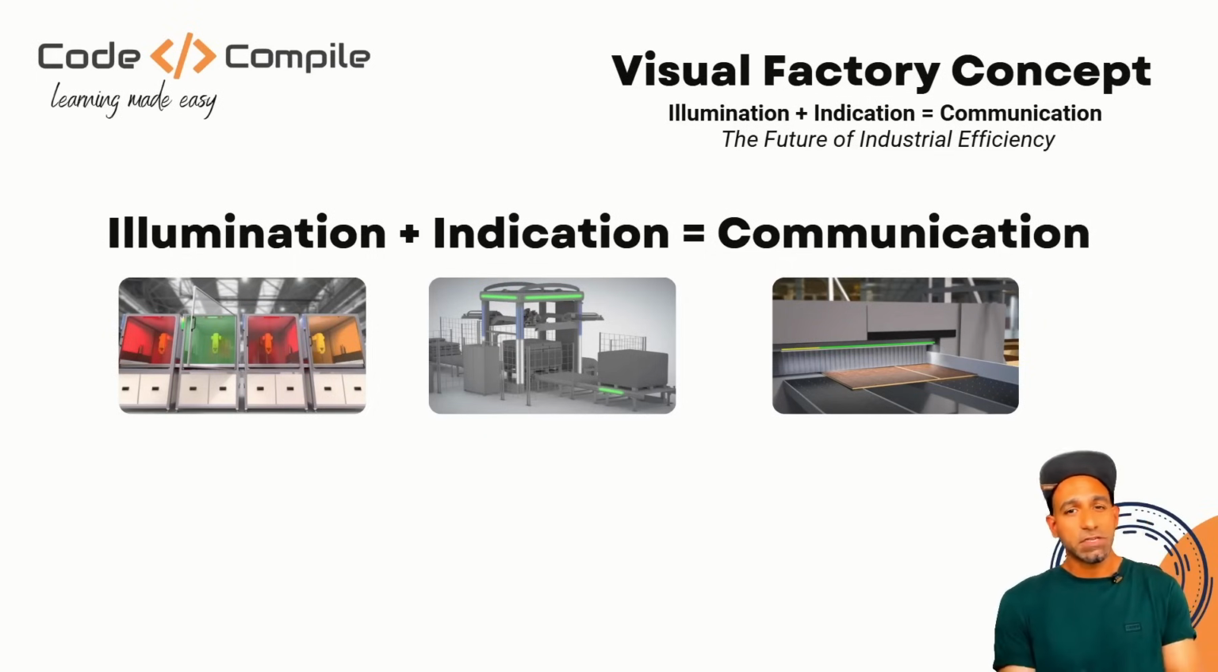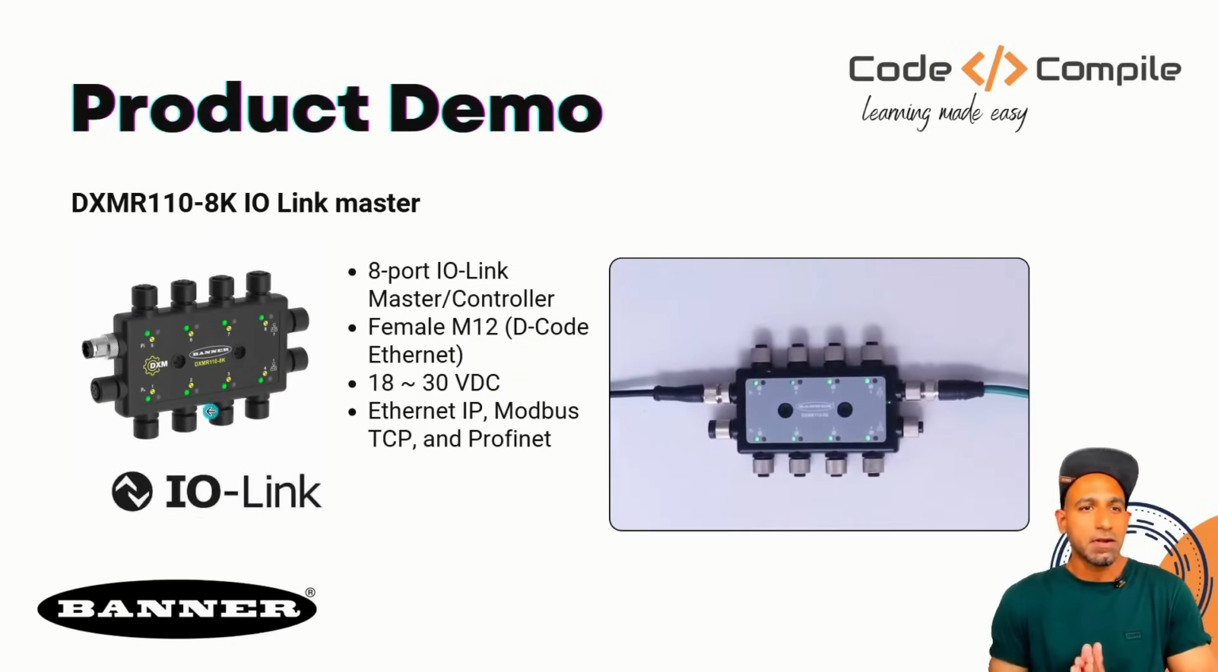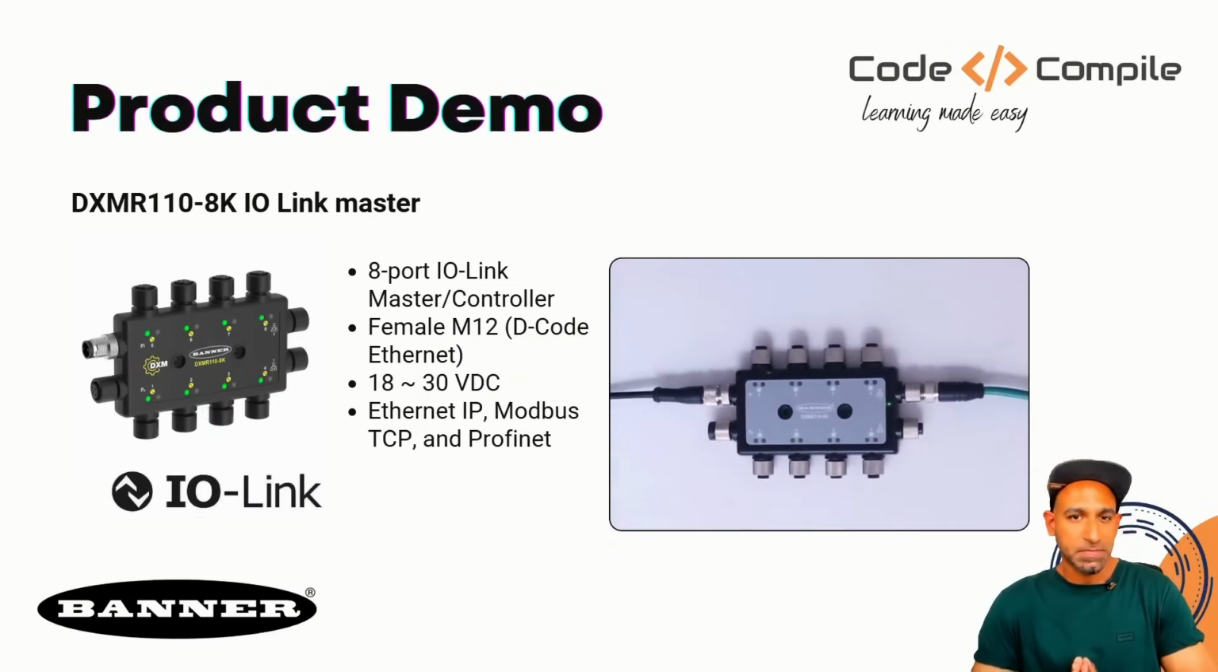We have several devices on the shop floor that we are using on the machines, but we need to send signals to them and read signals from them. For that, I'm using an IO-Link Master. The IO-Link Master from Banner that I'm using is called the DXMR110-8K IO-Link Master. This is an 8-port IO-Link Master, which has standard M12 connectors. This master you can also see on my screen.